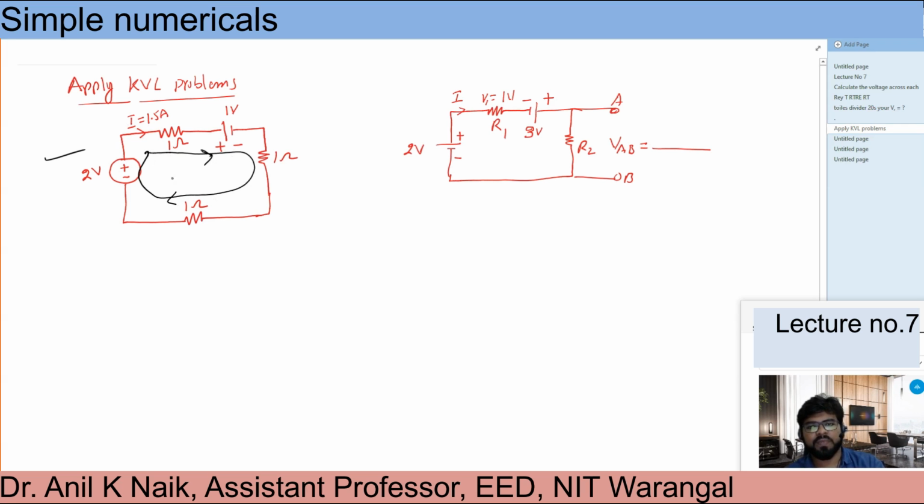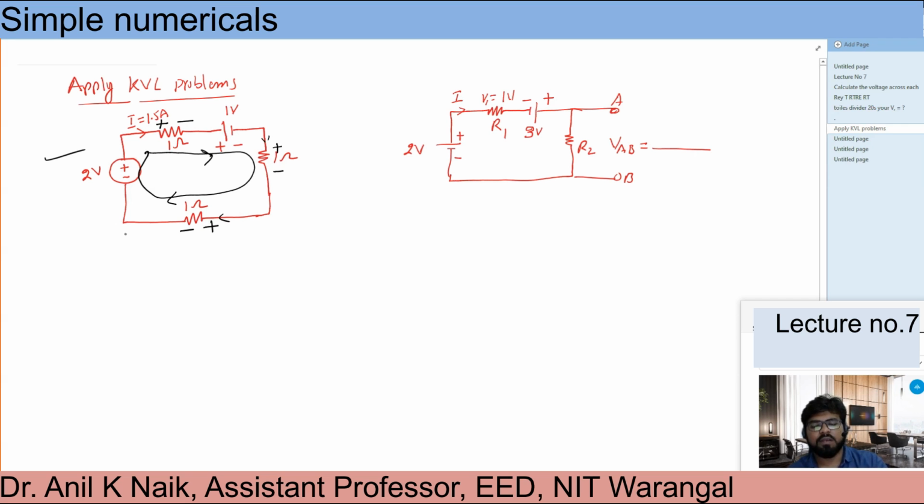But in this problem the direction is already given. Whenever this current goes in this direction, I am assuming this is plus and this is minus. Here the polarities are already assigned, so I am not going to assign them. For this one no polarity has been assigned, so along the direction of my current I will assume plus and minus, and for this also I can assume plus and minus. Now at each and every element the polarity has been assigned.